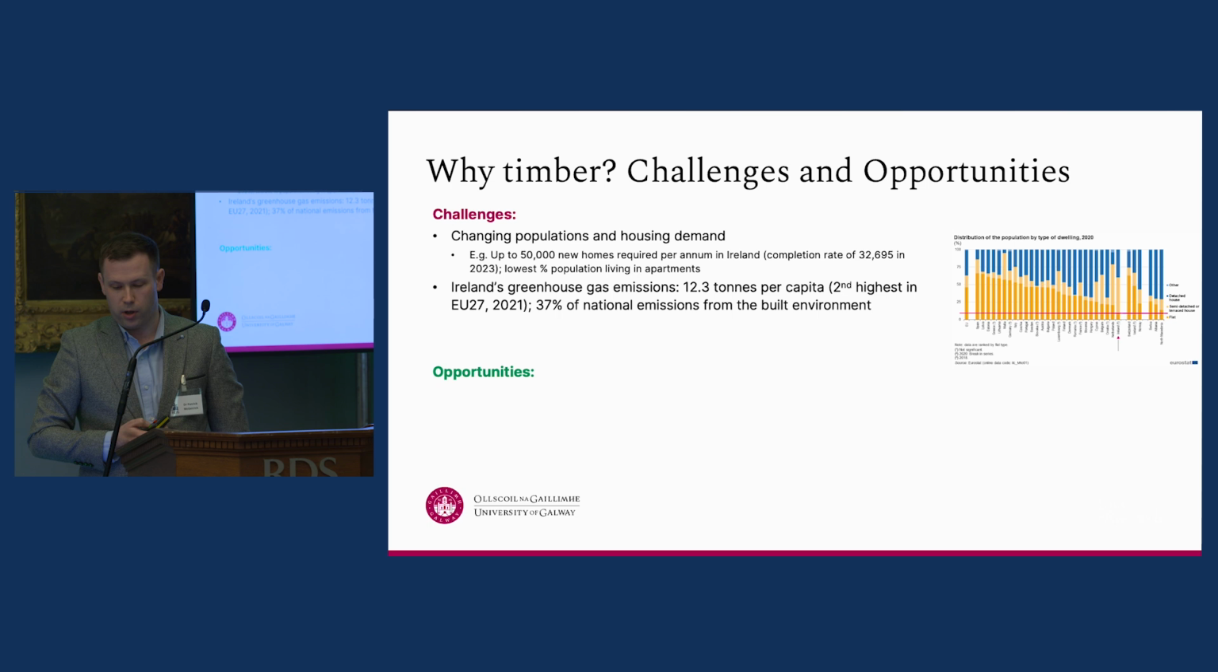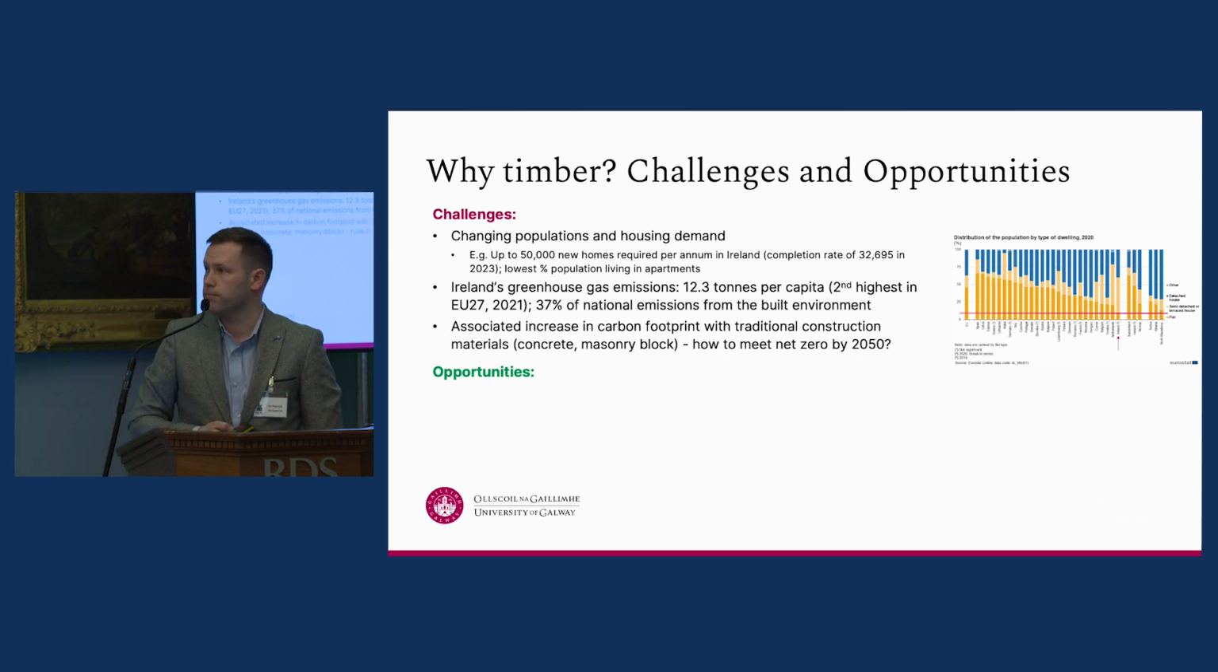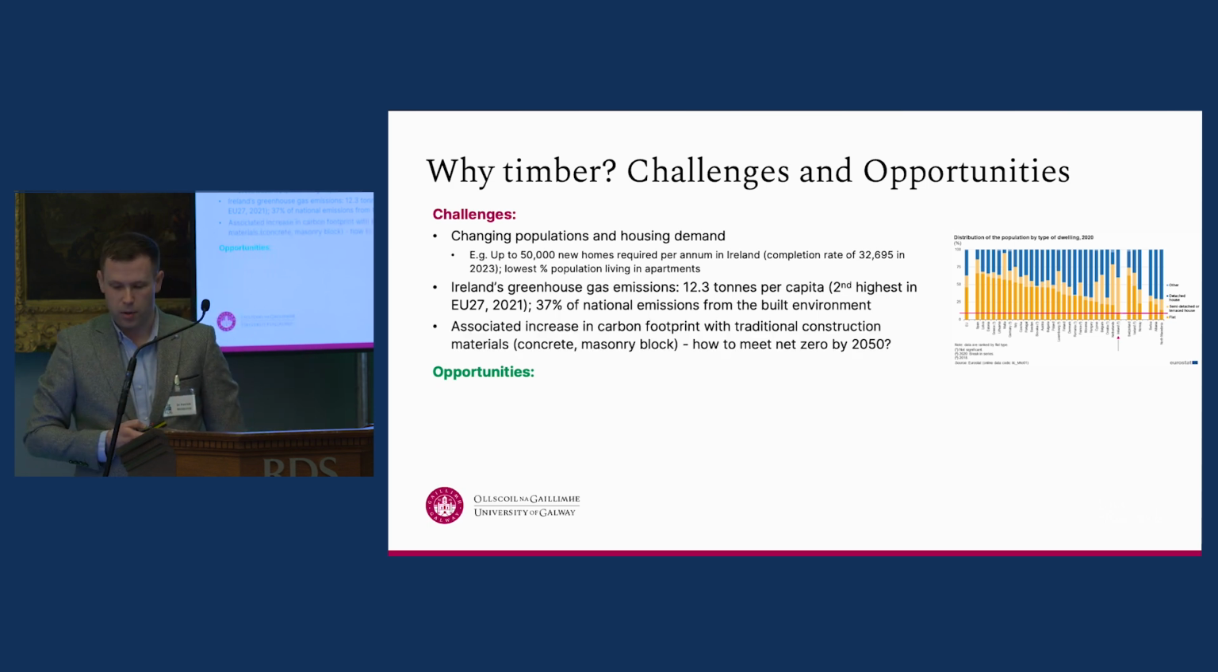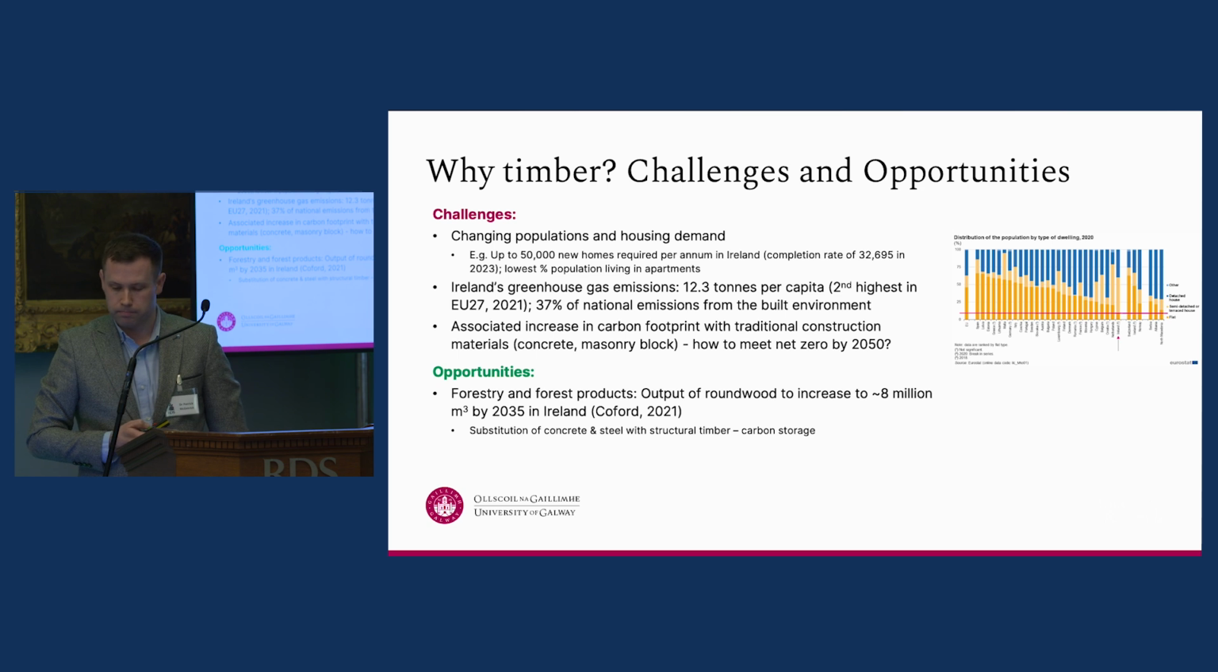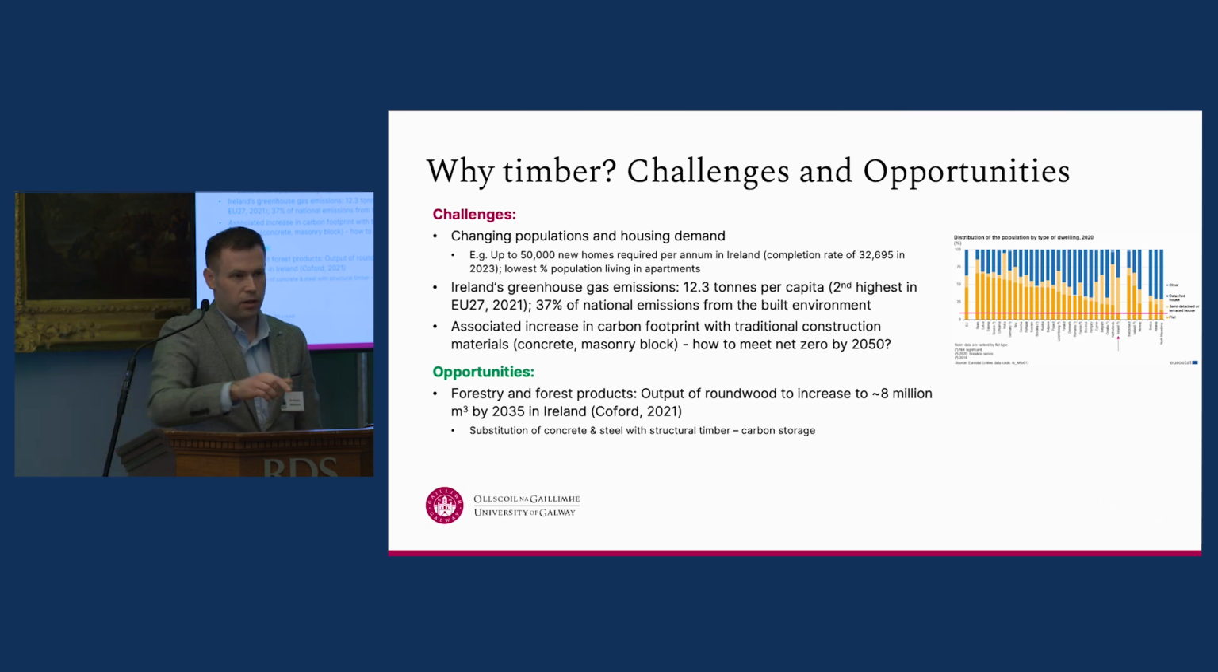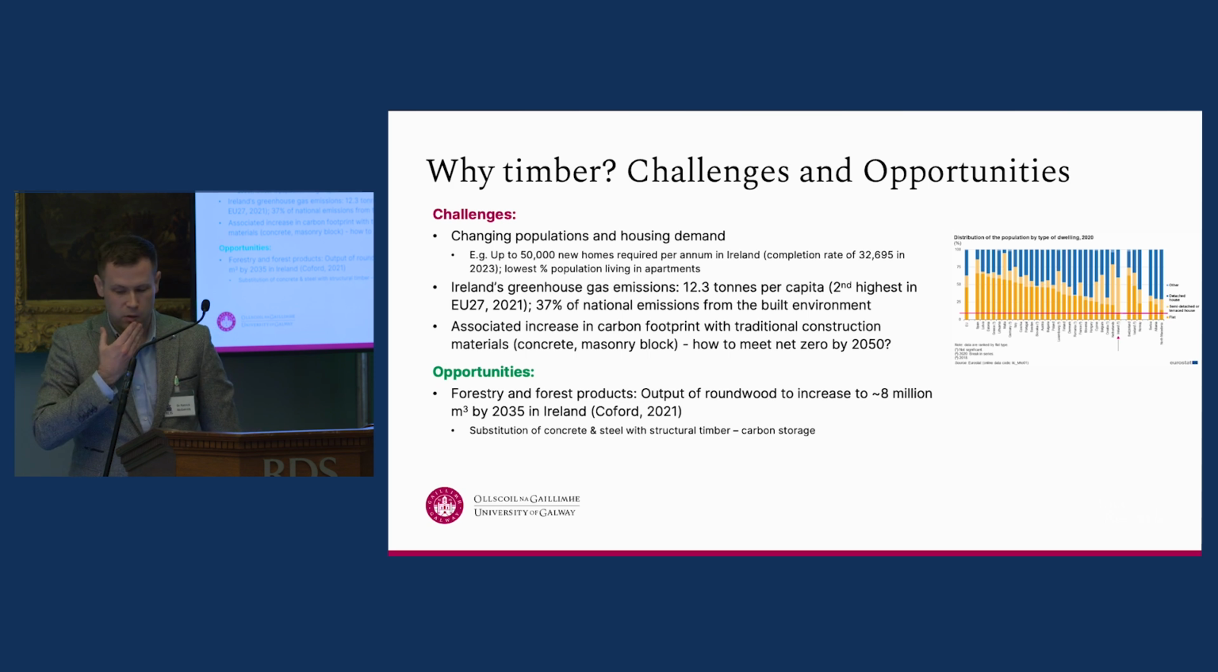We have the second highest per capita greenhouse gas emissions in Europe, and nearly 40% of emissions come from the built environment and construction. About half of those come from concrete. And we have an associated increase then. If we're going to build 50,000 houses every year, we're increasing construction, concrete, masonry block.